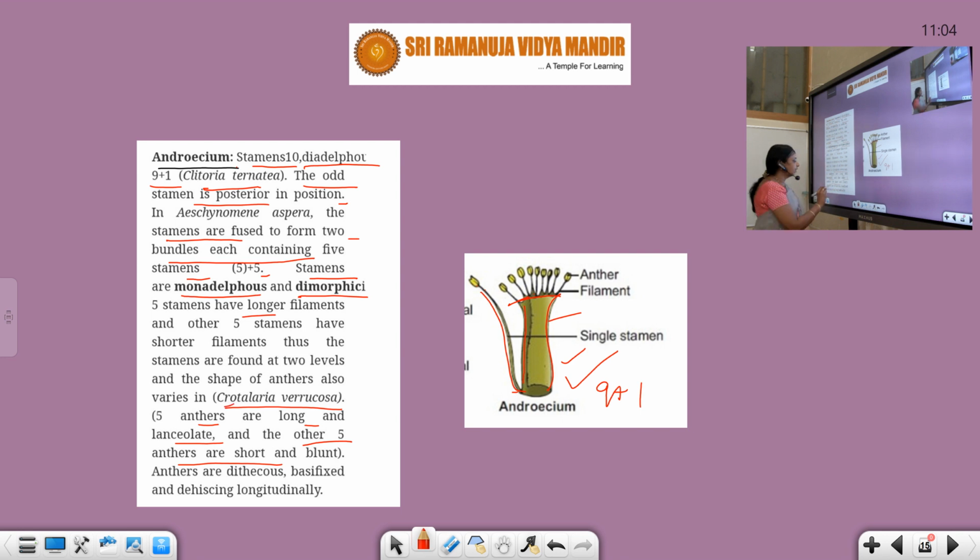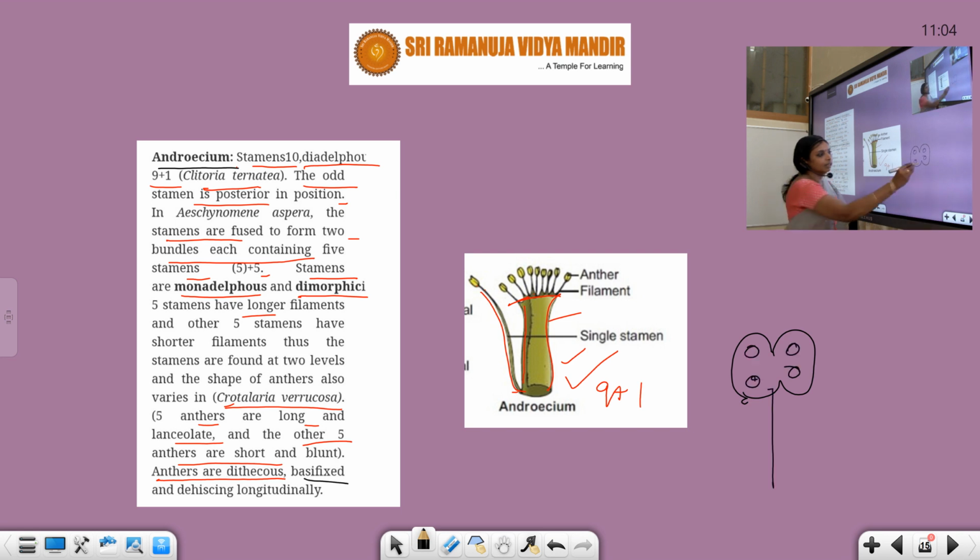If you observe, the anthers are dithecous. Dithecous means, as I explained many times, two thecae are present. This is called a dithecous anther, so four microsporangia are present. Dithecous and basifixed. Basifixed means the filament is fixed at the base. And dehiscence is longitudinal. When the anthers reach maturity and dehiscence comes, when pollen grains have to be liberated, it splits longitudinally. So this is the information.